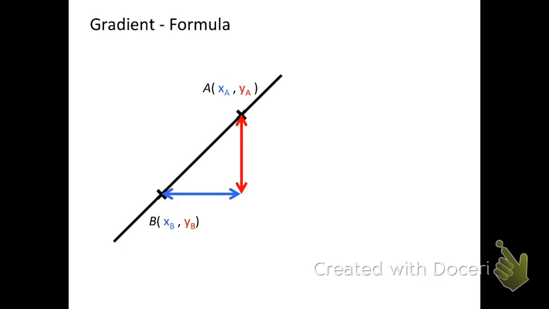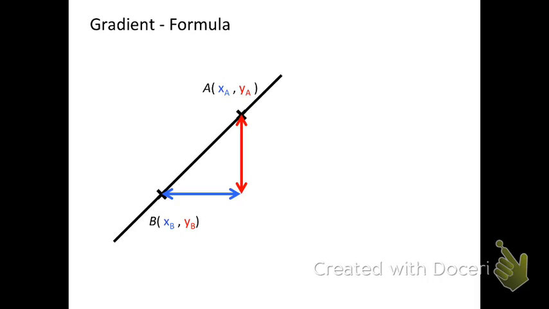So now, what if I replace the numbers with general letters? So for A, XA, YA means the x coordinate of A and the y coordinate of A. And for B, XB, YB, it's simply just the x coordinate of B and the y coordinate of B. So I still have to find the distance in the blue and the red arrows.